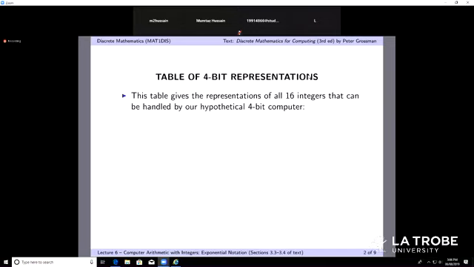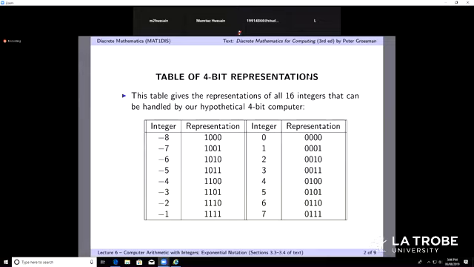So then we looked at this table, we constructed this table of 4 bits, showing how numbers are stored. Okay? For our information purposes, this is enough.